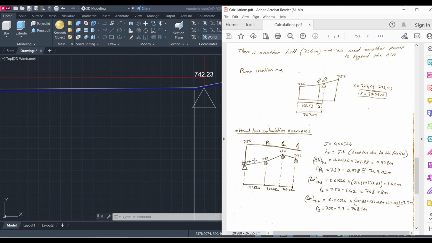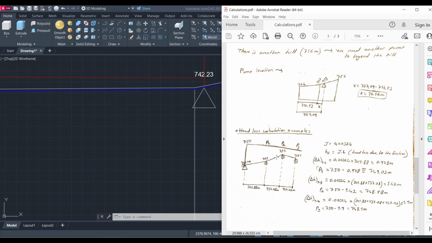So the first head loss due to the friction is calculated as J times L. In here we found 0.978 meters. So for our piezometric level, we start by using the pump from 707 to 750, and after that we have 0.978 meters of head loss, so P1 is equal to 749.02 meters.